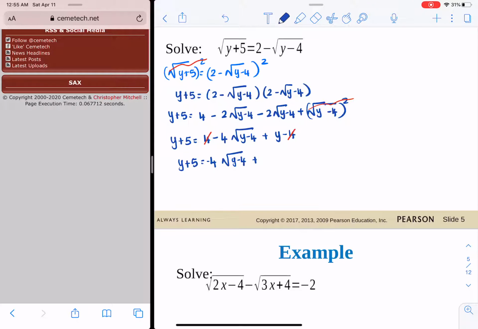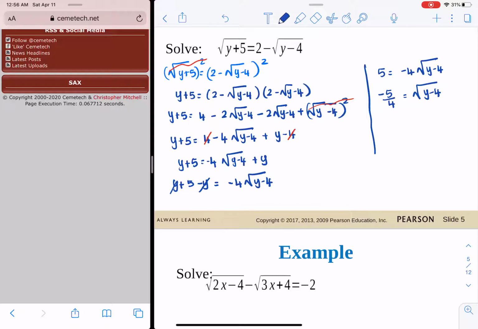a y here, so I'm going to move that y to the other side. So I have y plus 5 minus y equals negative 4 square root of y minus 4. So those two terms would go away, and that would reduce to 5 equals negative 4 square root of y minus 4. So negative 5 over 4 would equal the square root of y minus 4.